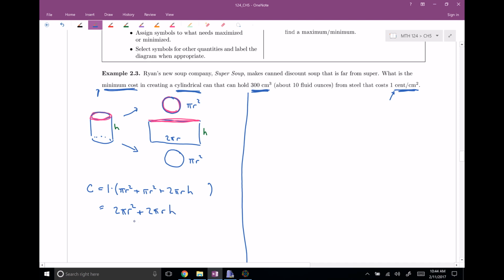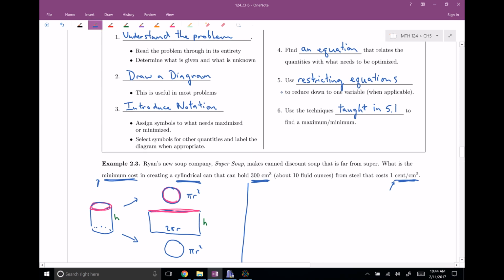And so as before, you can see that we have 2 variables. We have an r and we have an h, right? And we would like to reduce this down to just 1 variable, right? So step 5, we would like to use restricting equations to reduce down to 1 variable. And so there's something that we haven't used.